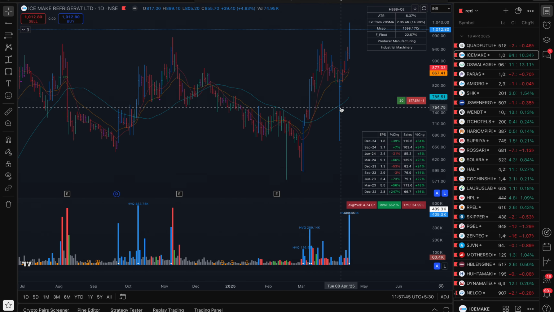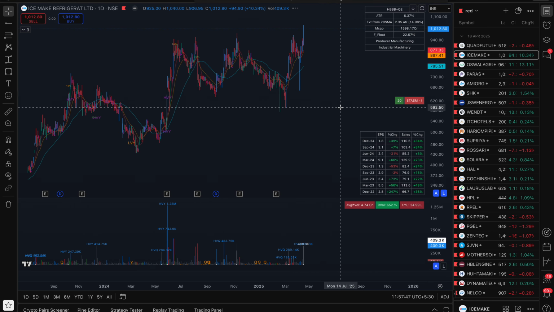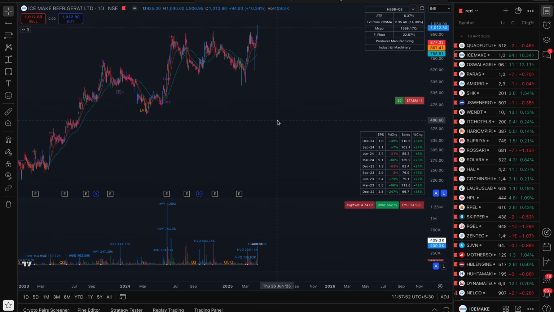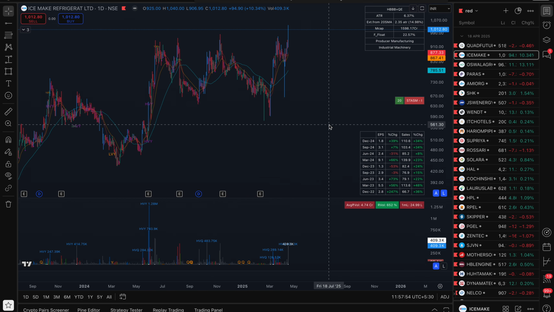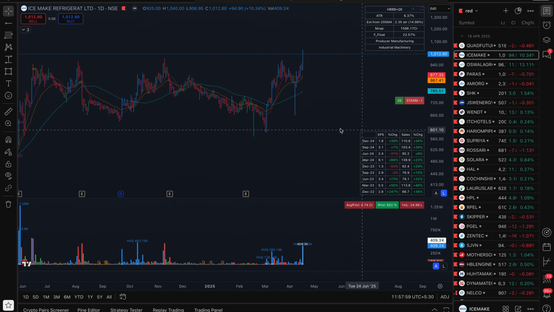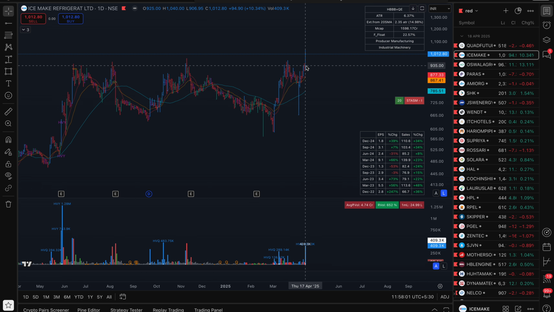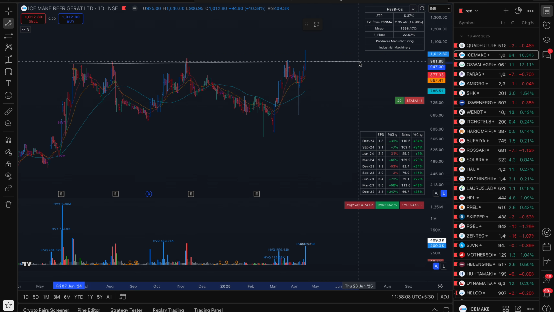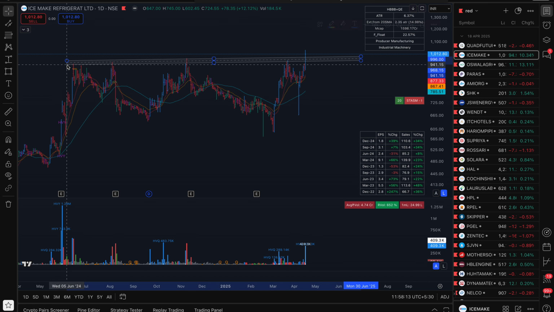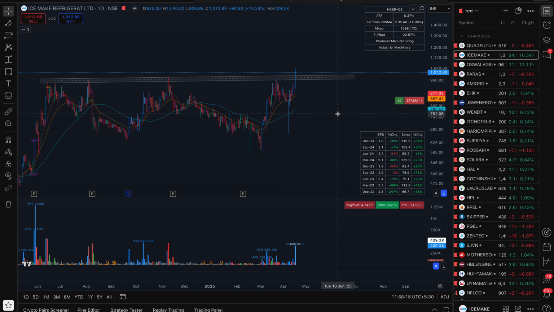Now Ice Make, as I told you, would be a continuation based breakout. You can see that there's a prior uptrend, and then this looks like a good base which broke out last week, in fact on the last day of the week. To be more accurate, a slightly slanting, positively sloping trend line would be the base breakout.